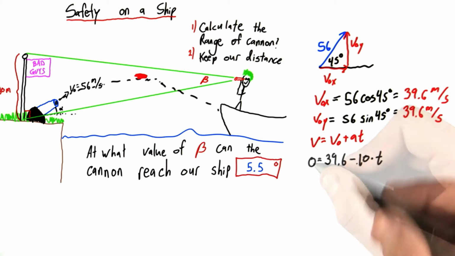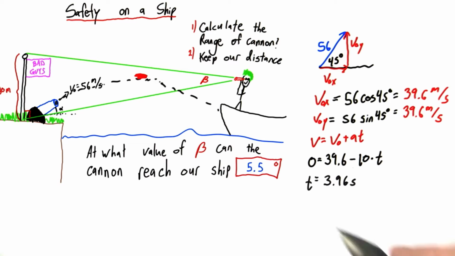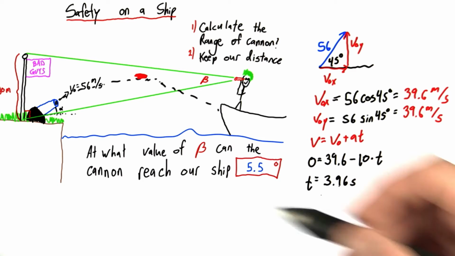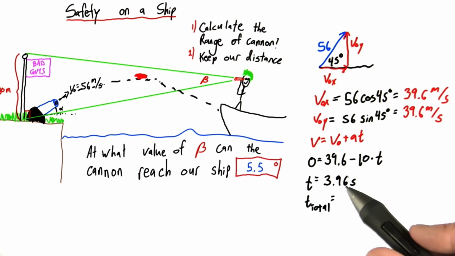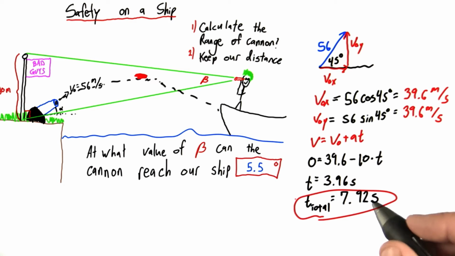Using this equation, and plugging in what we know, and remember in this case acceleration is downward, so negative, we find it takes 3.96 seconds to get to the top of the trajectory, which means it will take another 3.96 to get down, which results in a total time of 7.92 seconds.